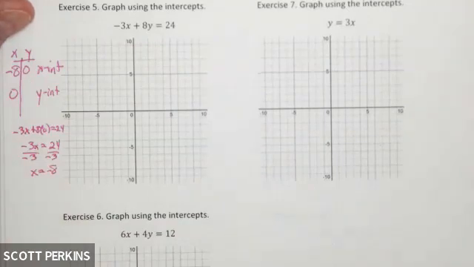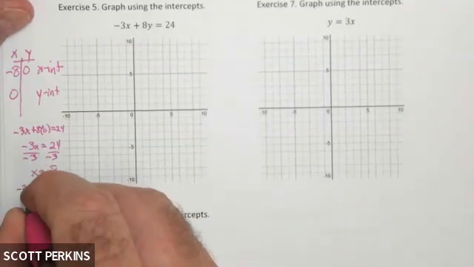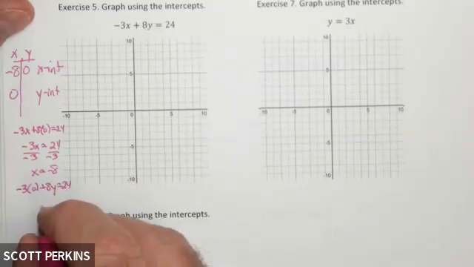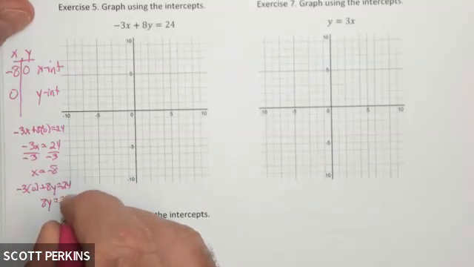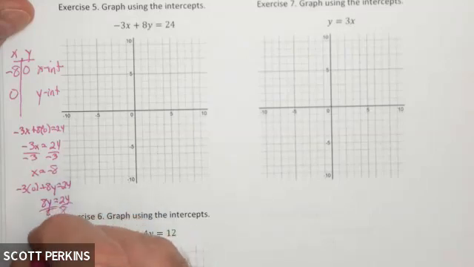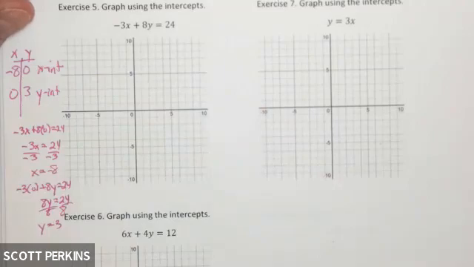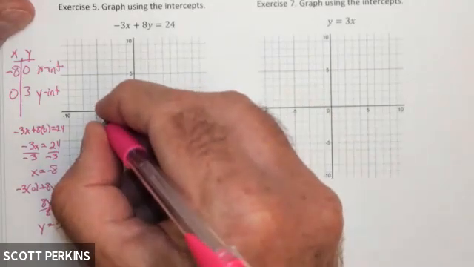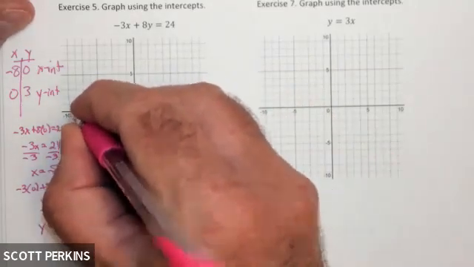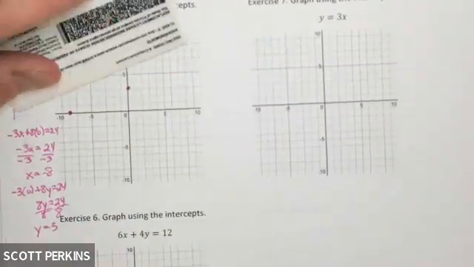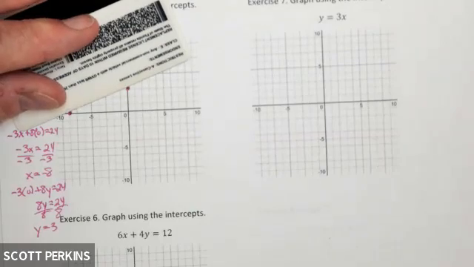And then when I plug in 0 for x, I get -3 times 0 plus 8y is 24. And then that becomes 8y is 24. And when I divide by 8, I get that the y value is 3. So there's my x-intercept, my y-intercept. The x-intercept is -8. So -5, 6, 7, 8 right there. 0, 3, up 3. And so here is my line.